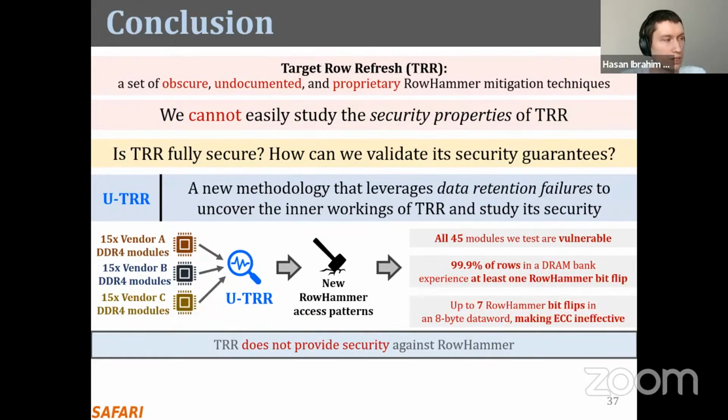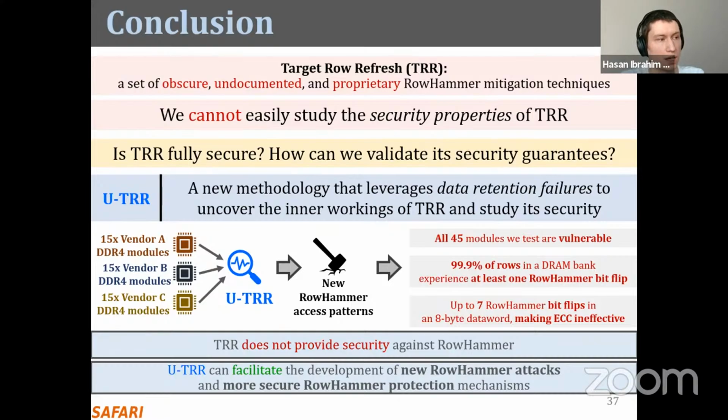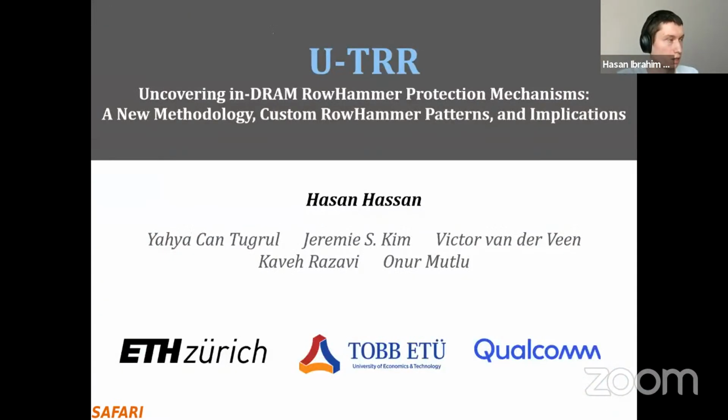The conclusion is that TRR does not provide security against RowHammer, and we believe UTR can facilitate the development of new RowHammer attacks and more secure RowHammer protection mechanisms going forward. And this is the end of this presentation. I will move on to the second paper, unless you have some questions.